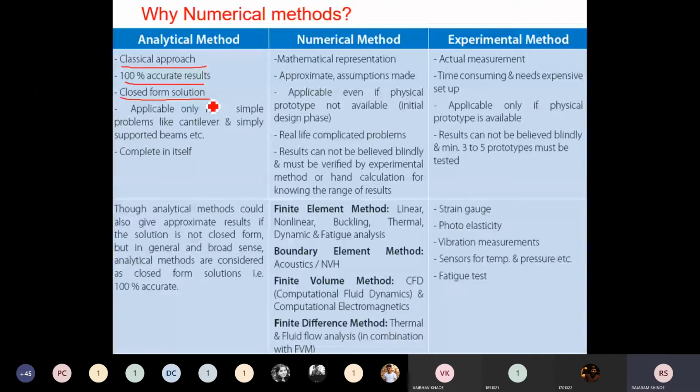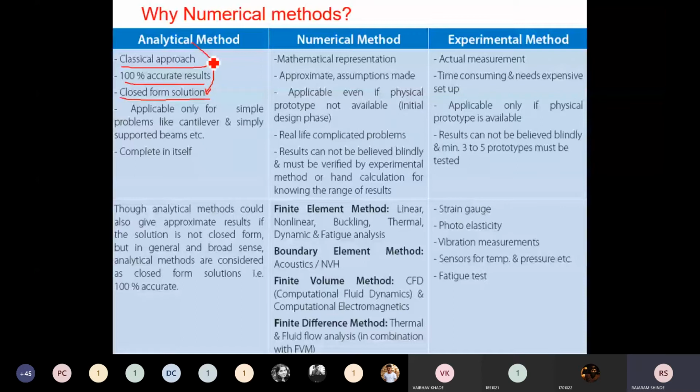That means the applied heat is equal to the heat going out of the system. That means the applied energy is equal to the energy output from the system. That we can achieve through the analytical method. When we get the applied input equal to the output, then it is known as a closed form solution. In the analytical method, we can get this closed form solution. Okay. Do you agree with this?